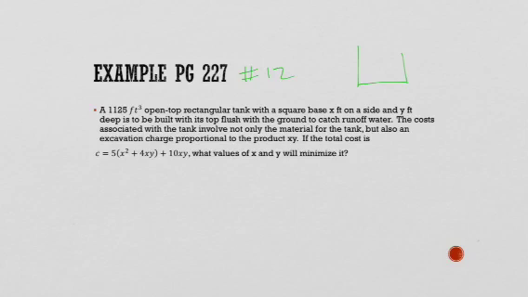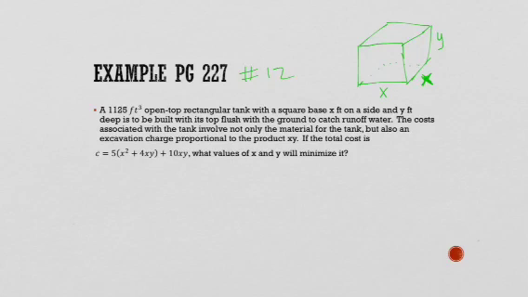So if I draw my picture here, I got my box. Okay, this is x and this is x because it's a square base. And then y is my height.